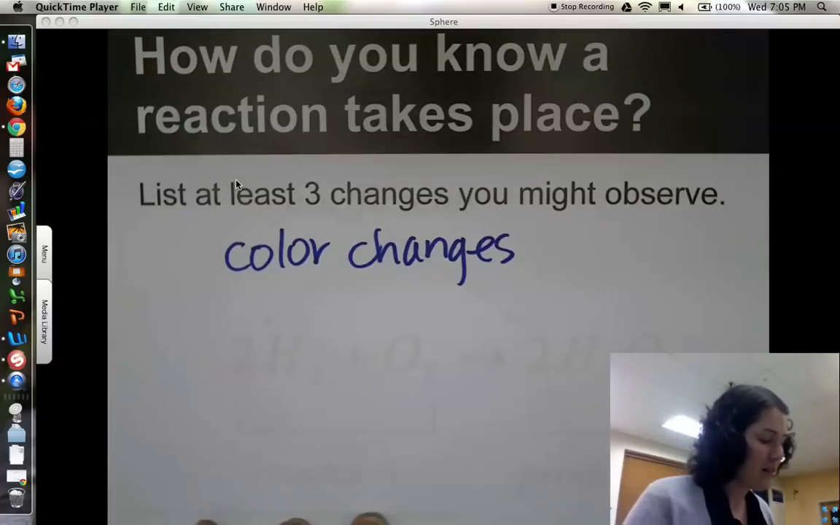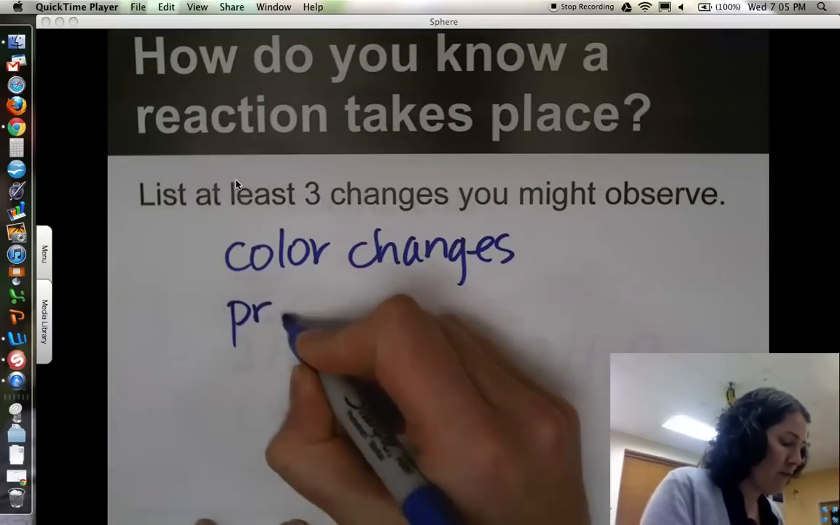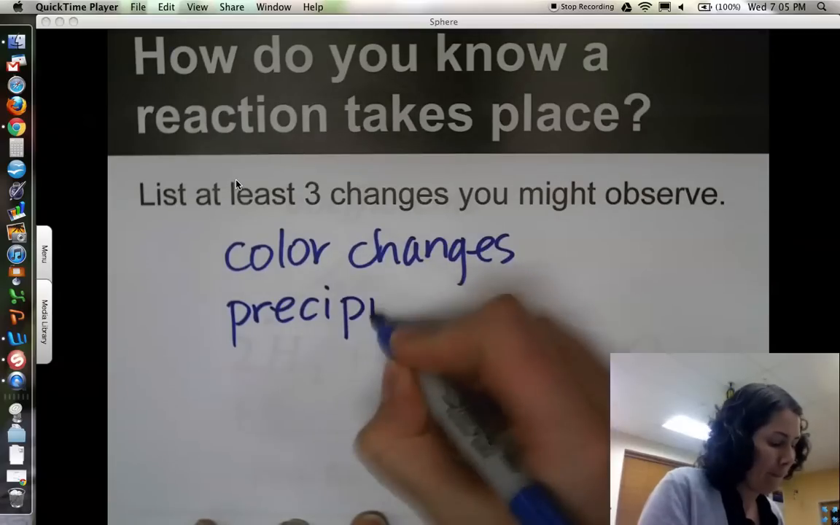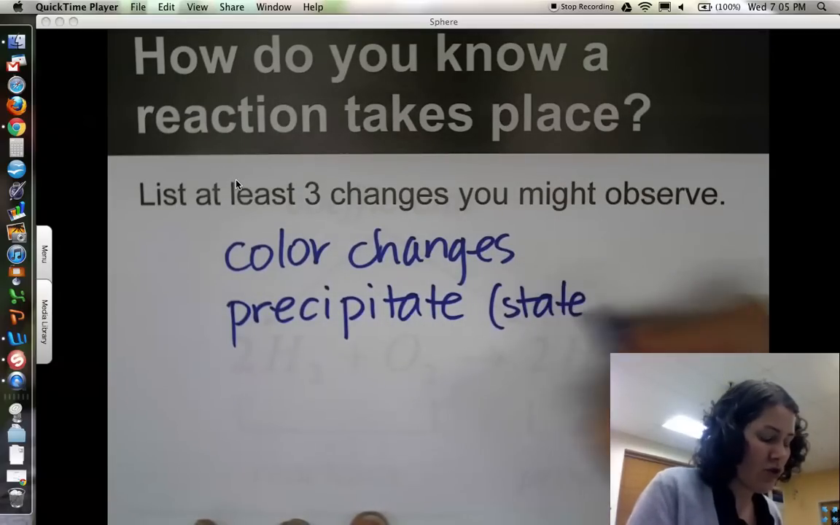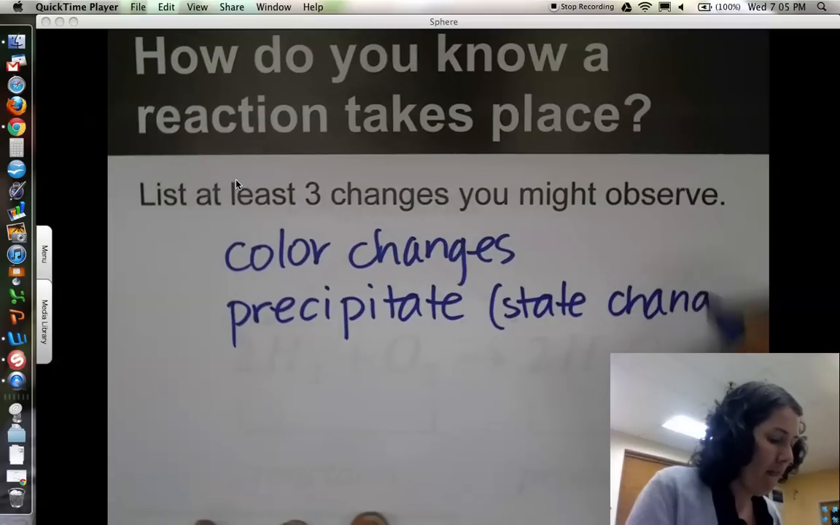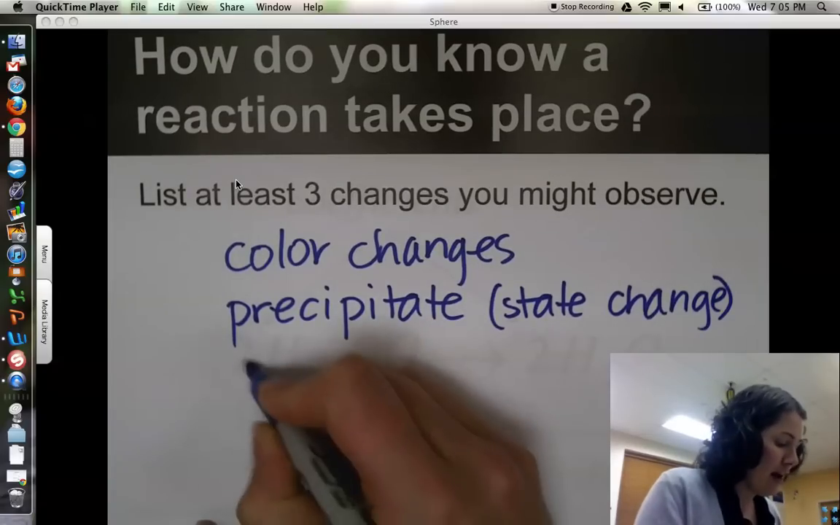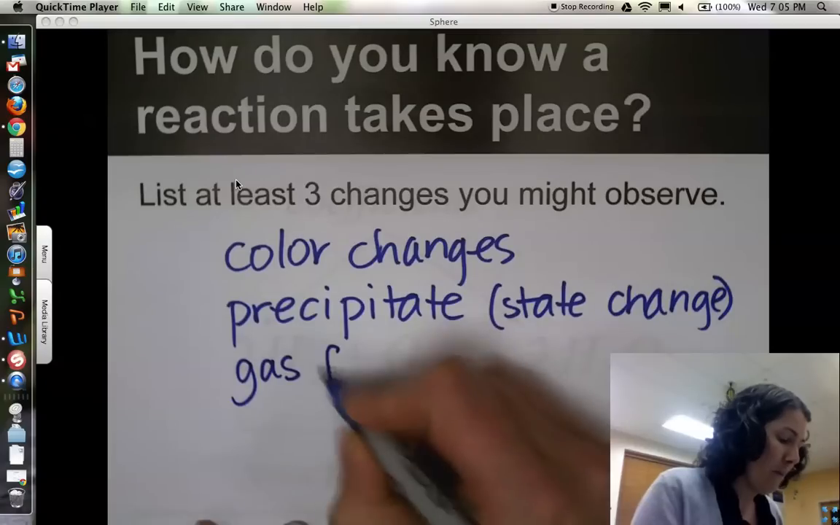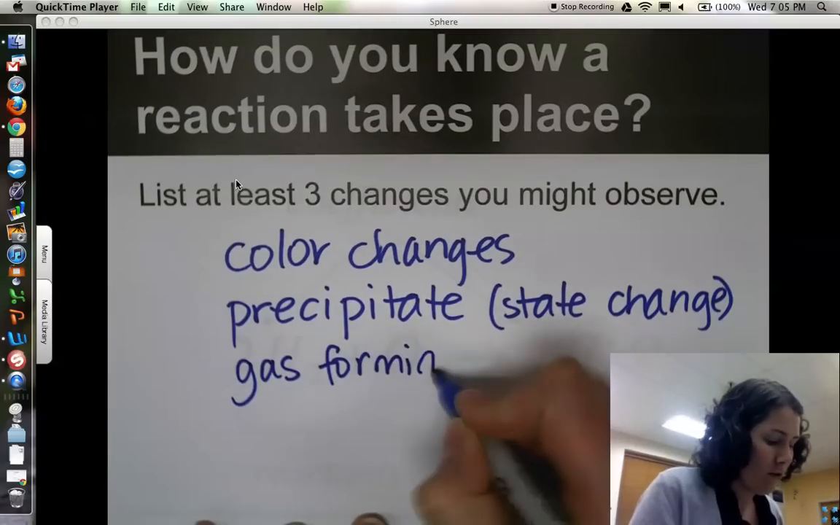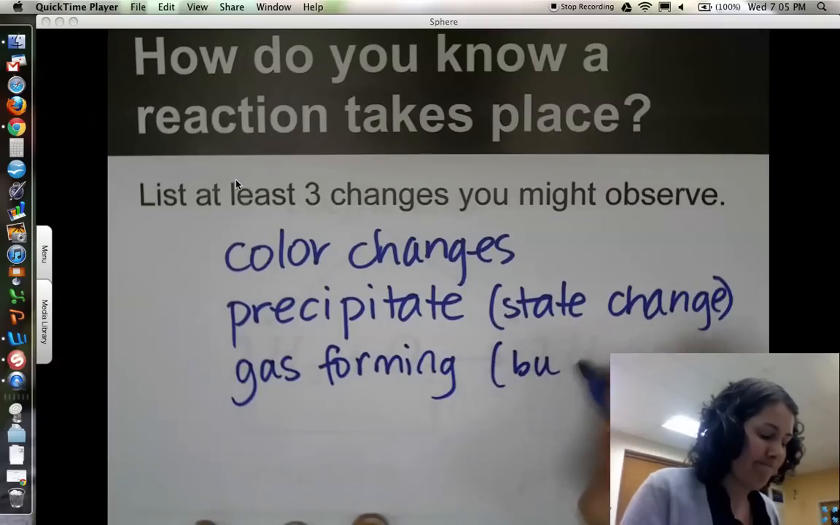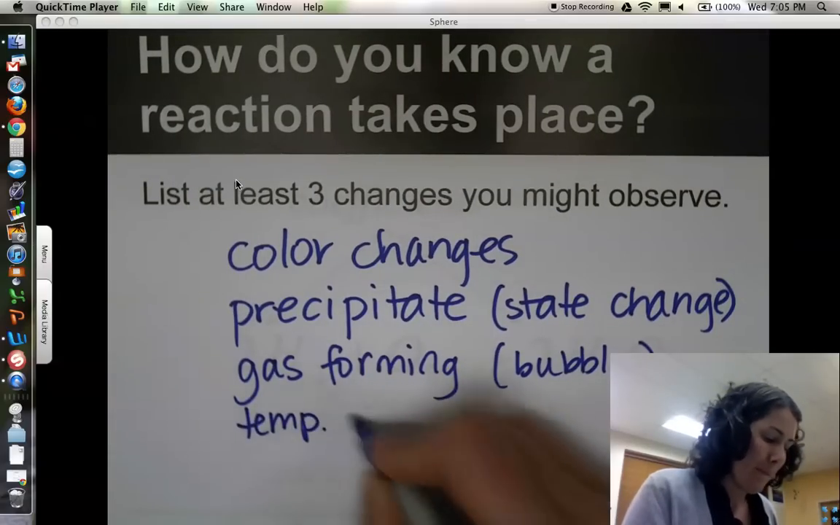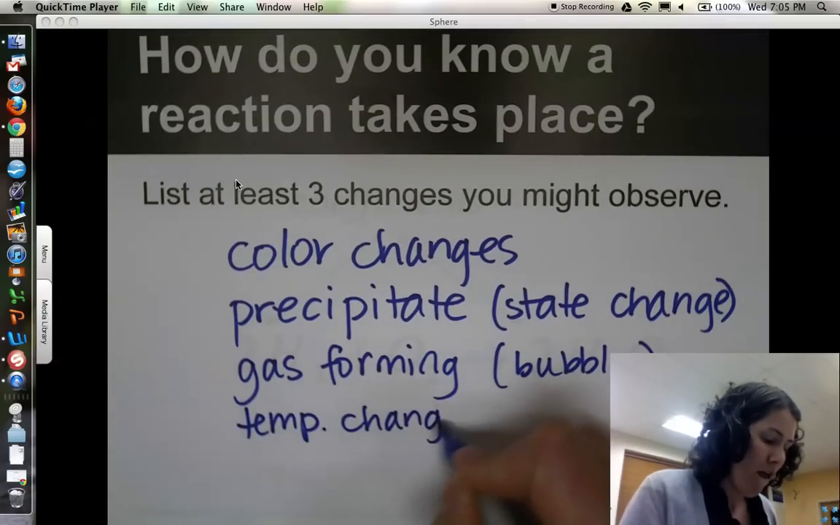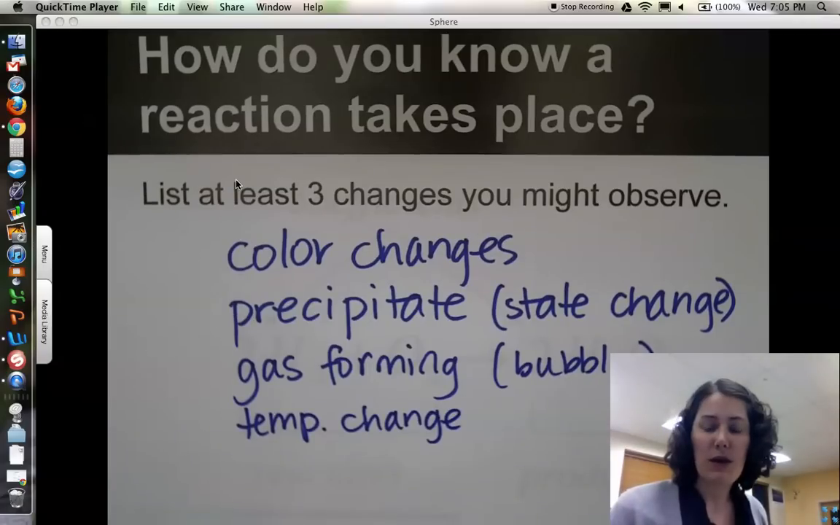You might see what we call a precipitate form. Or another way of thinking that is a state change. Maybe you might have gas forming or bubbles. Okay, you may see a temperature change. Any of those may be indications that you have a reaction.